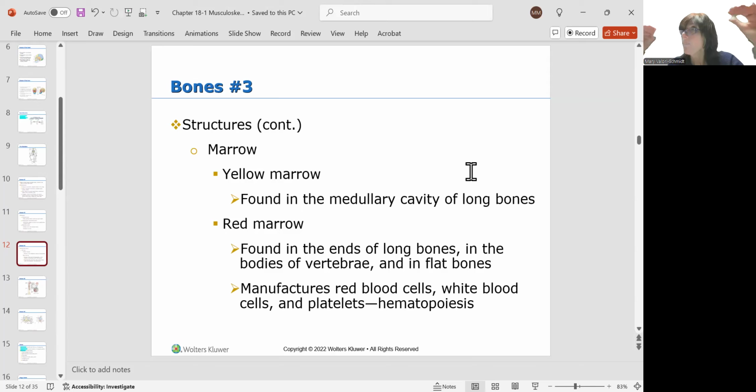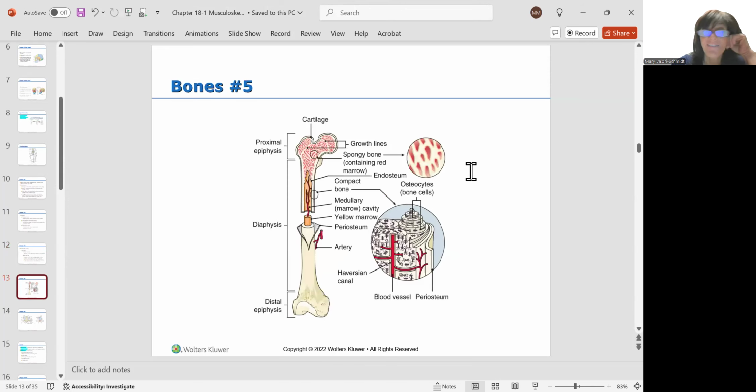So if you're immunocompromised or your bone marrow is suppressed, you don't have enough platelets, you're going to be at risk for bleeding. You don't have enough red blood cells being made, you're going to be anemic. You don't have enough white blood cells being made, you're going to be immunosuppressed and at risk, like a cold could kill you. Okay? So very important to understand the marrow and the fact that it makes all those blood cells.